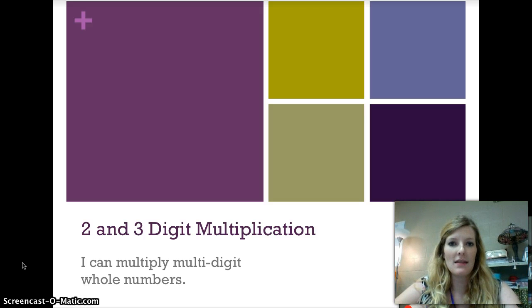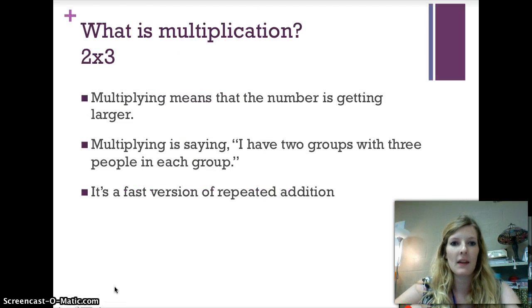After you finish writing that, let's talk about what this means. I can multiply multi-digit. Multi means what? If you said more than one, then you'd be correct. And digit, remember, is just a way to write a number, like using the symbol 2 to represent 2. Whole numbers, we're not talking about decimals here. Whole numbers only.